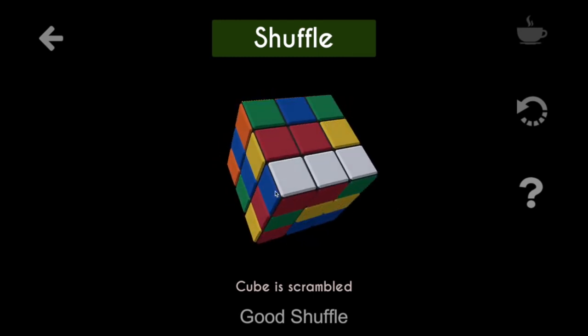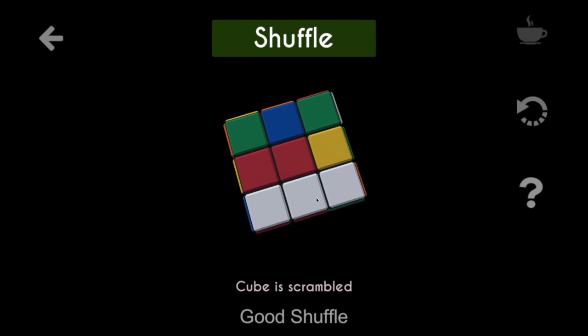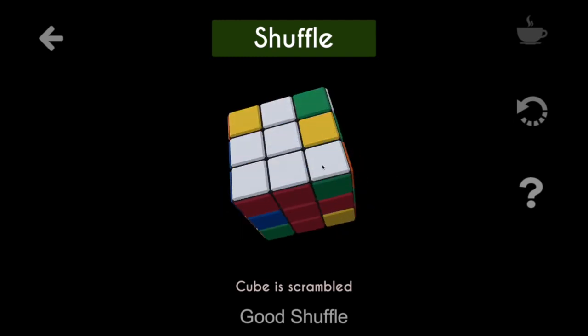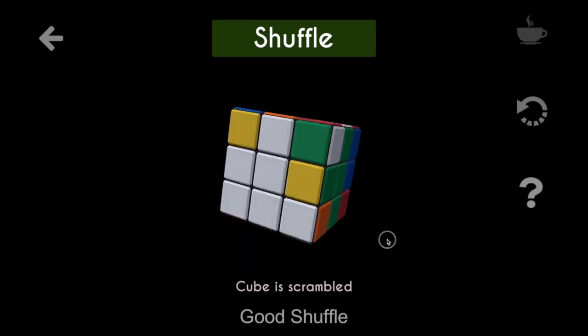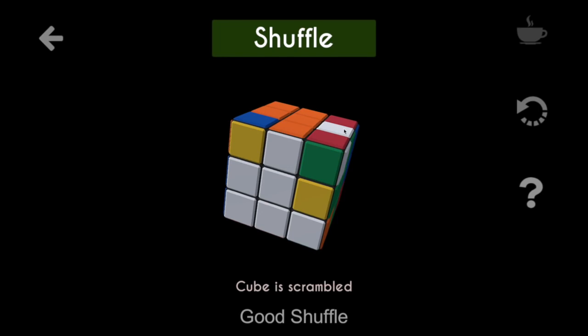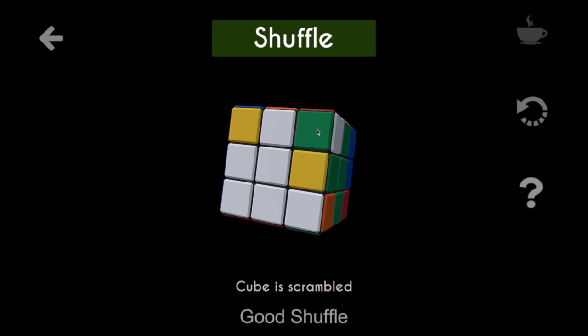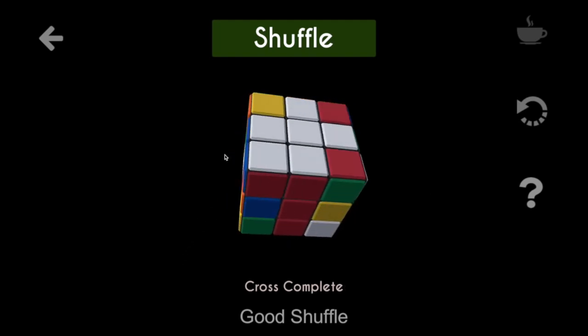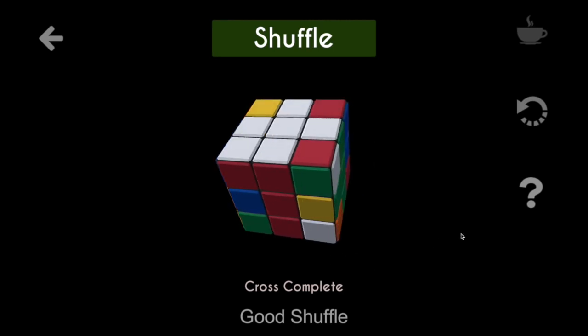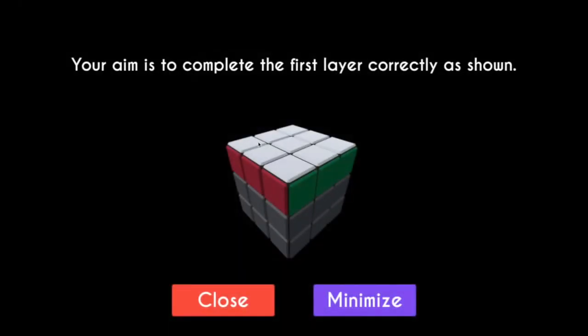Next we have the red and white edge here. So first let us match the reds and then turn to match the white. Okay, this often happens, that sometimes the already solved whites can be turned, so this can easily be fixed, usually by one turn. So now the cross is complete. Now what is the next step? Let's hit on the question mark.